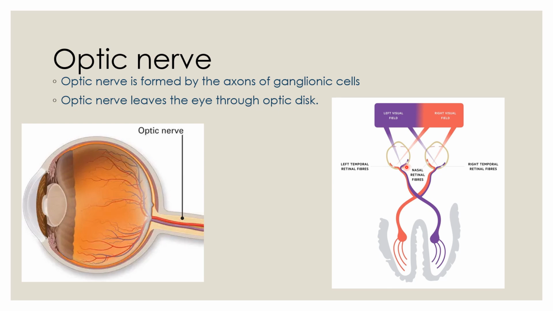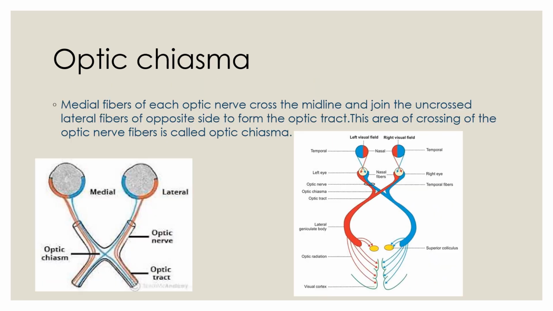Two parts of the retina: temporal part and nasal part. The temporal part gives rise to the lateral part of the optic nerve, and the nasal part of the retina gives rise to the medial part of the optic nerve. Now this was our first component of the visual pathway. So this image is now clear. Next we'll study the second component.